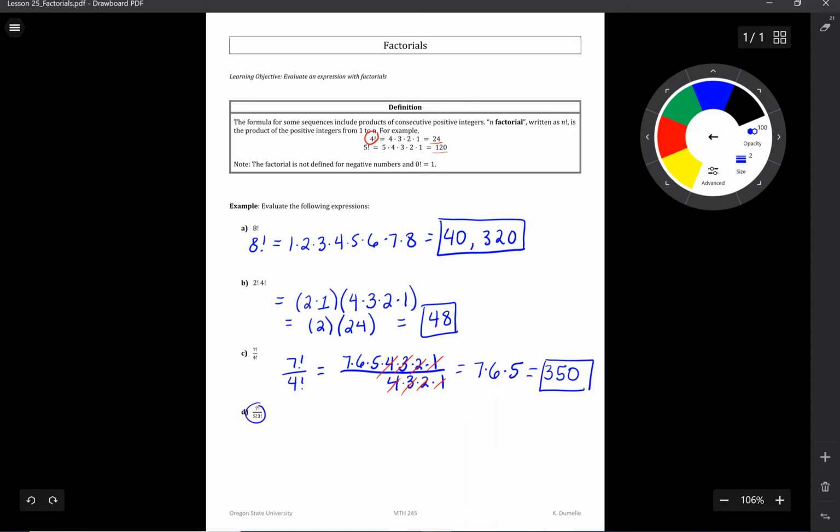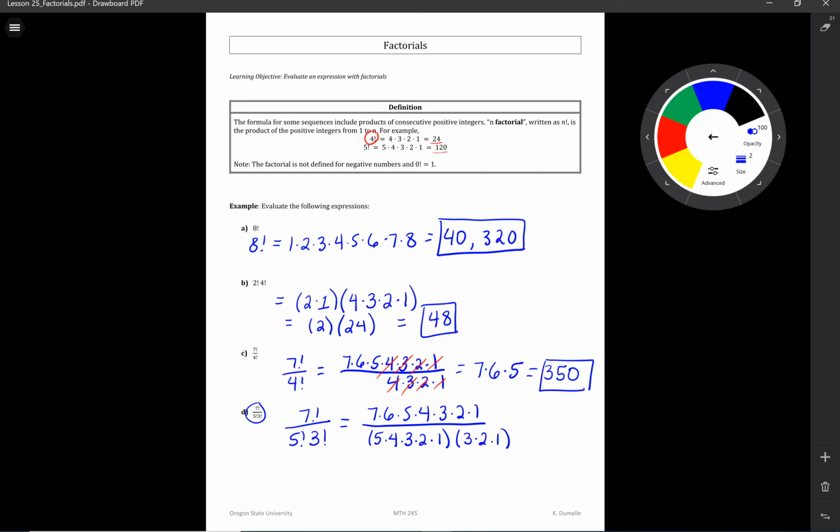Additionally, if I have something like 7 factorial over 5 factorial times 3 factorial, I can do the same kind of thing where I write it out and see what cancels out. So 7 factorial over 5 factorial, 3 factorial equals 7 times 6 times 5 times 4 times 3 times 2 times 1 on top. 5 factorial is 5 times 4 times 3 times 2 times 1. 3 factorial is 3 times 2 times 1.